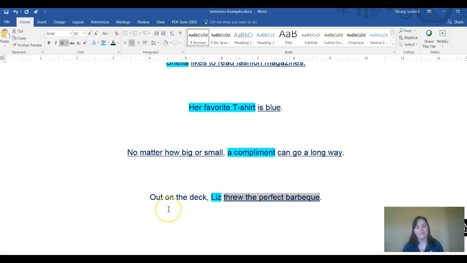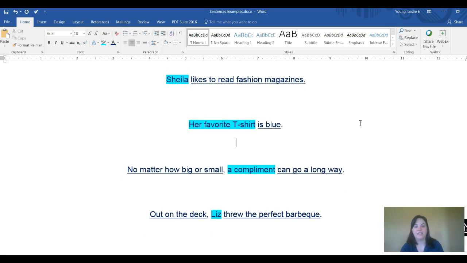But what about this, out on the deck? Is that describing Liz, or is that describing what she did? Well, that's describing what she did, so that's also part of the predicate. So in this example, Liz is our subject, and both parts, out on the deck and threw the perfect barbecue, are our predicates. You will also notice that each of these is a complete thought. It has a finished idea.